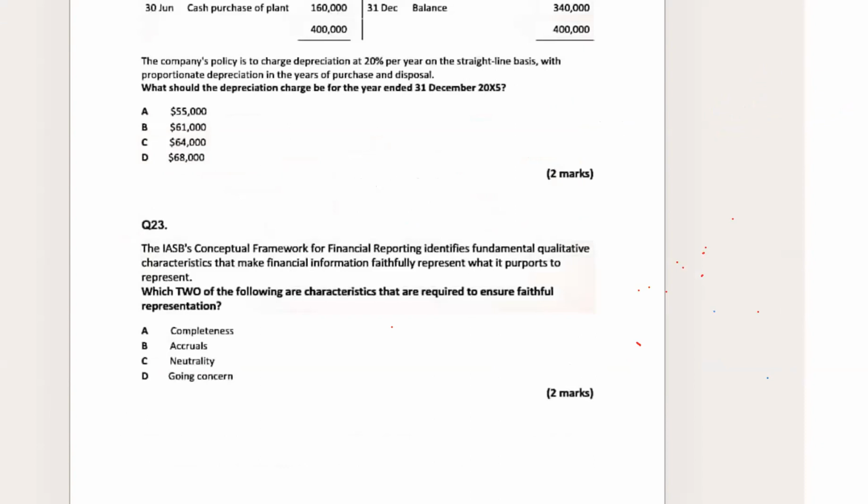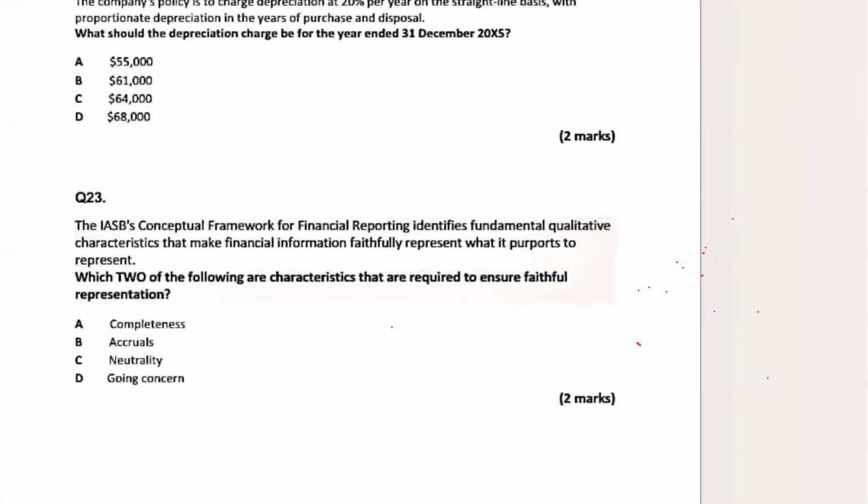All right. Question number 23. Mr. Sidin, would you read the question for us? Oh, thank you, sir. Bluetooth is ready to pair. Hello, sir. Can you hear me? We can hear you. Yes, sir.